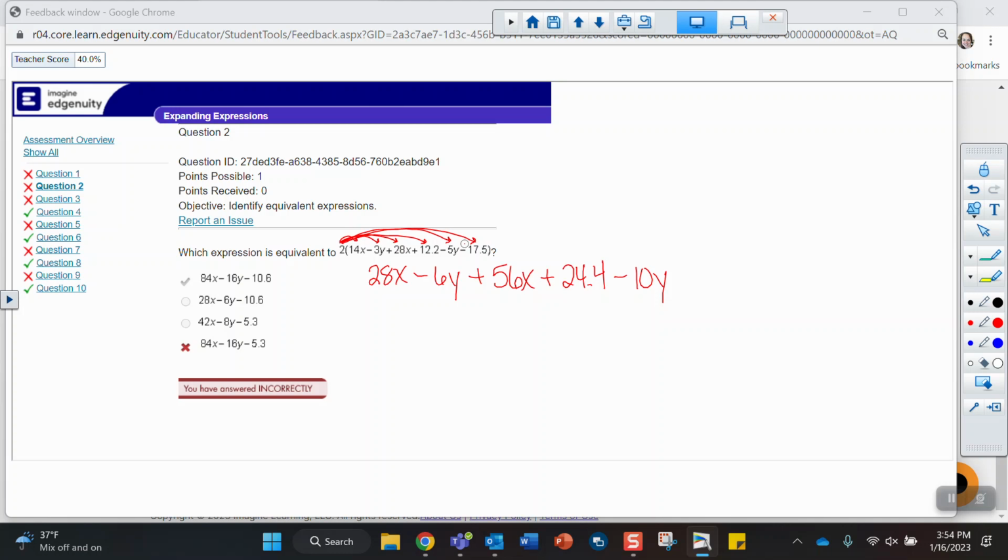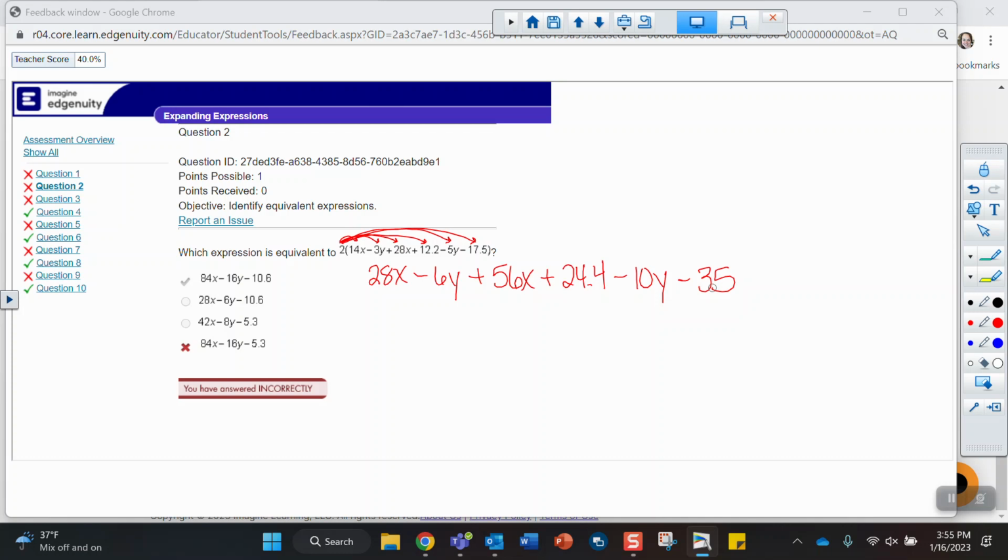I tell my students to treat these subtraction signs almost like negative numbers. 17.5 times 2 is 35, so it's going to be a minus 35. And now we just need to clean up what's left over, combining all the like terms. In my class, we use different colors or highlighters, or we box or circle different things, but I tell students to always include the sign that's in front of the number or the term, because that determines if it's positive or negative.